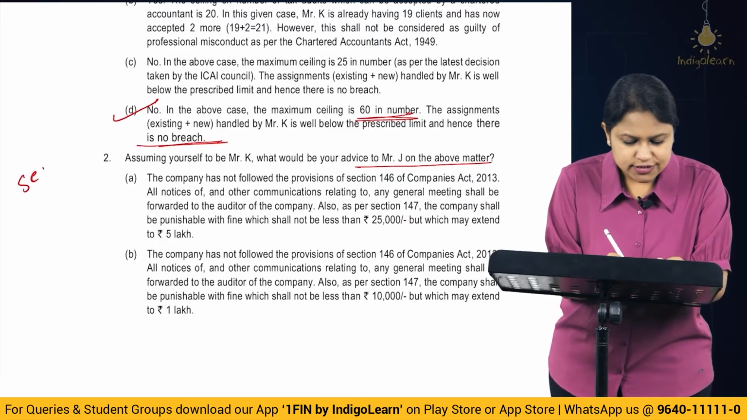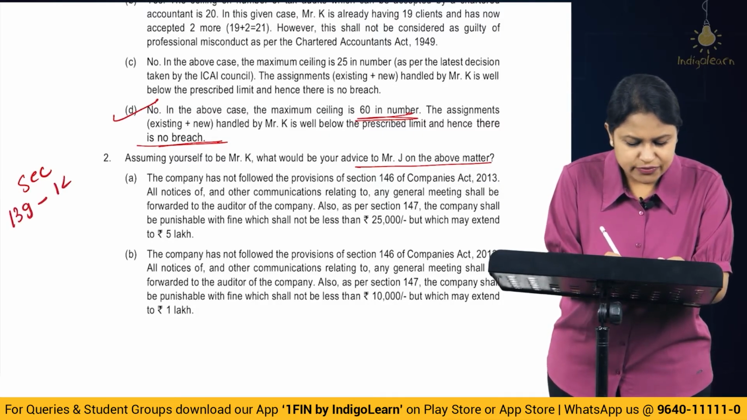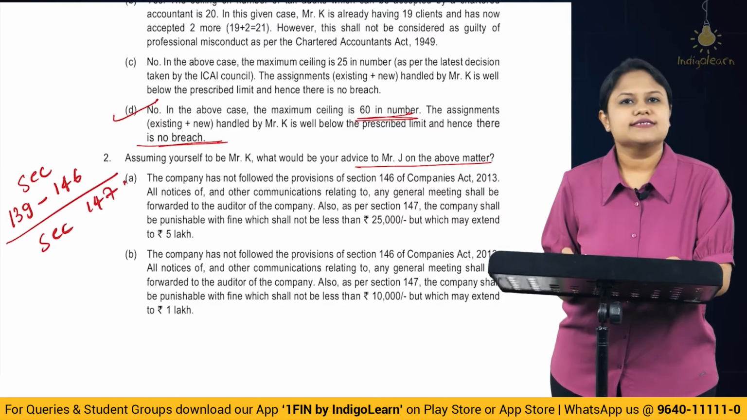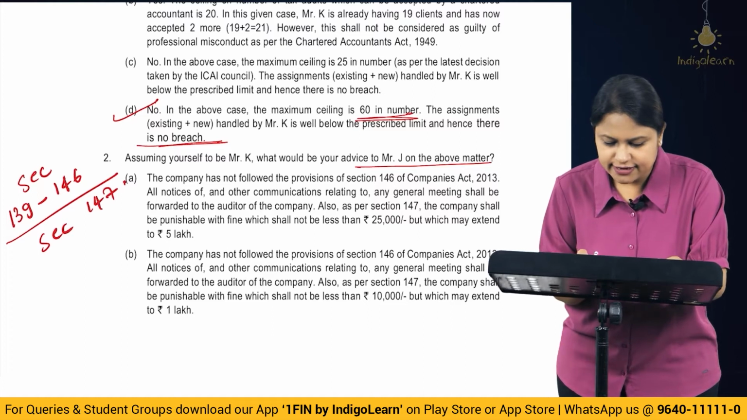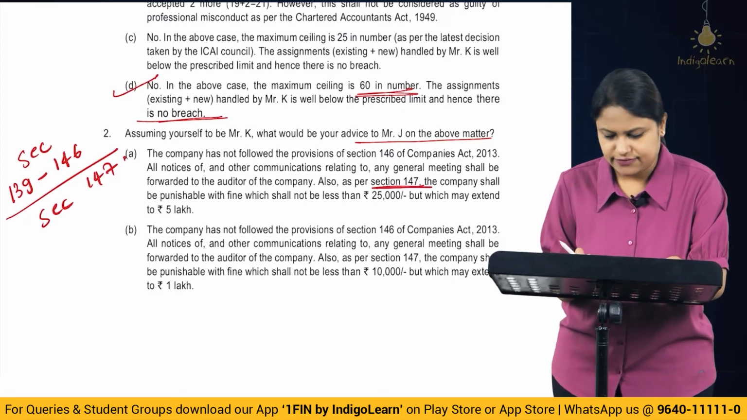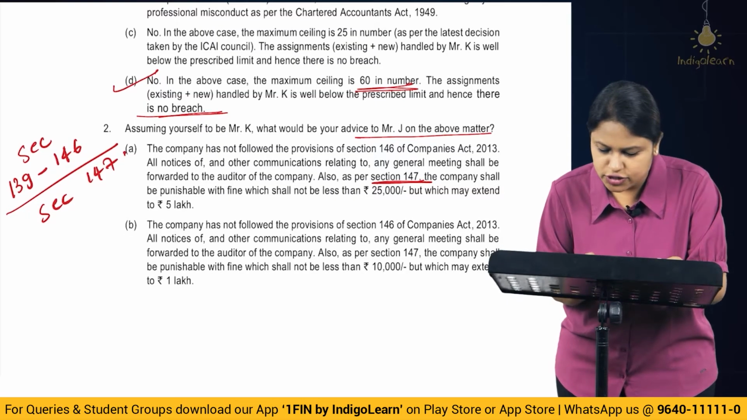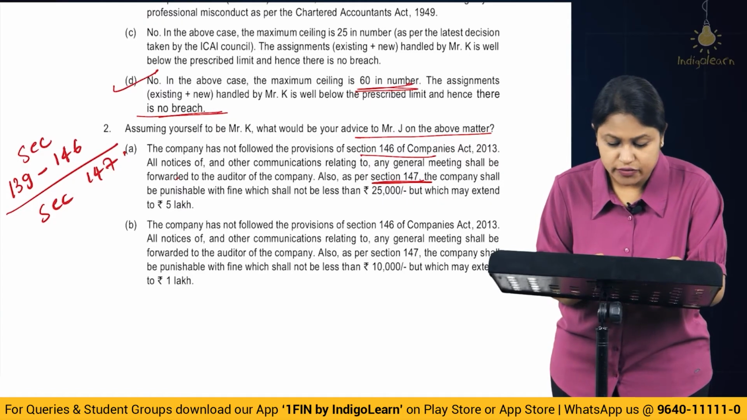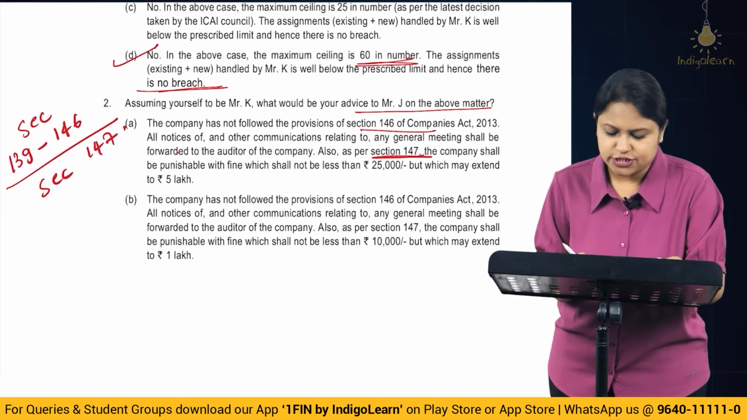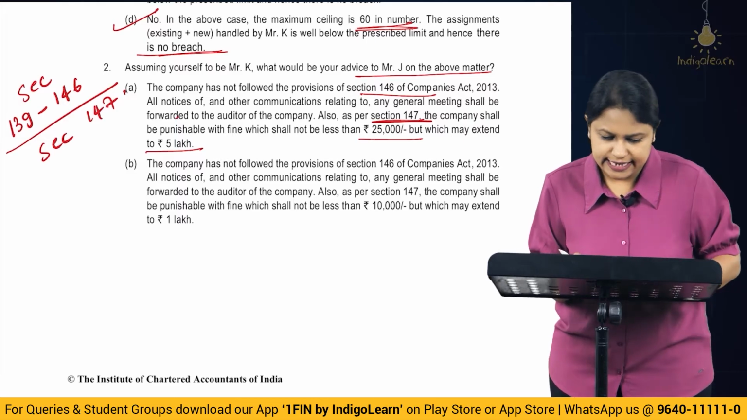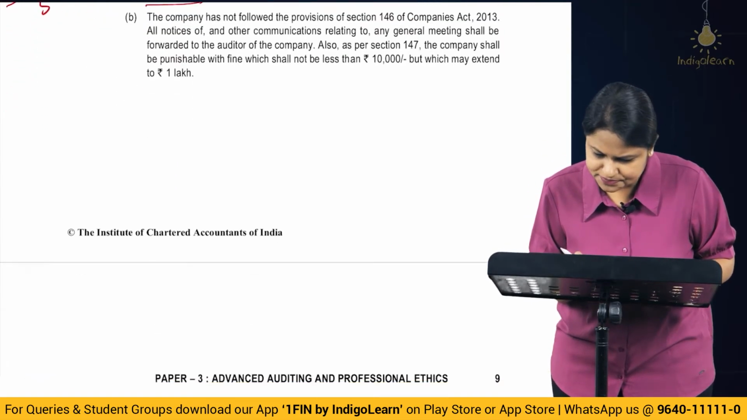So there is a breach of the section, and when it comes to breach of any section between 139 to 146, there is a punishment coming under section 147. Correct? And here very clearly not sending a notice is a breach of the sections, and you will be punished under section 147. The company has not followed the provision of section 146, correct? All notice and other communication relating to any general meeting shall be forwarded to the auditor of the company. Also, as per section 147, the company shall be punishable with 25,000 but which may extend to 5 lakh. The answer is A. I think you don't even have to see the other one.